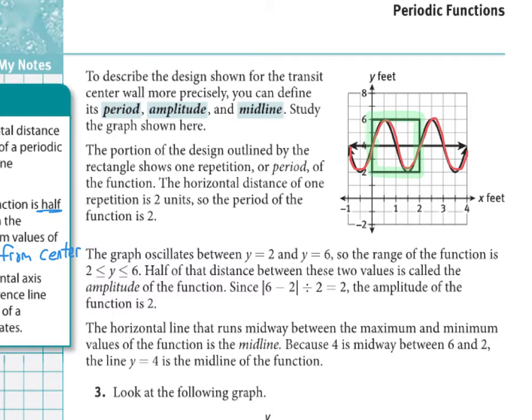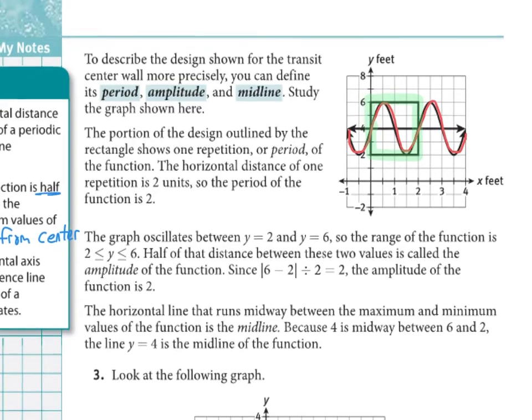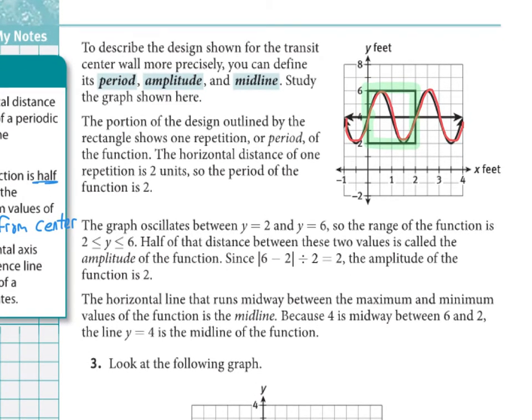Okay, so this one is basically telling us the period, which is the horizontal distance. How long did it take to do one cycle? So you're measuring the width of one cycle, which would be 2 units. So this one would have a period of 2 units. Now if we take a look at the max and minimum of this graph, the highest it ever gets is 6, and the lowest its y value ever gets here is 2.